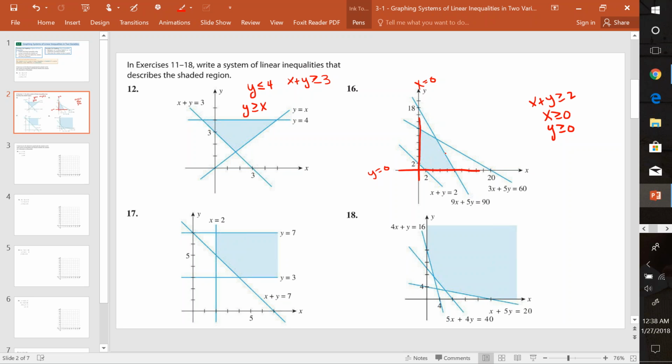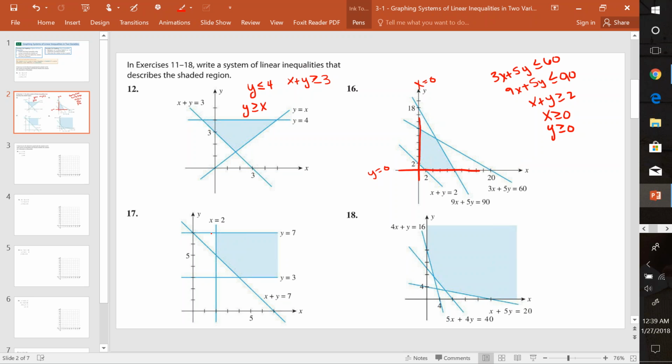For 9x plus 5y equals 90, here we cross at 18, and notice that the shading is below, so that will be 9x plus 5y is less than or equal to 90. Same thing for 3x plus 5y equals 60. Here's where that crosses the y-axis, and we are shading below. Like I said, the only time you'll have to be careful is if the y is negative in the equation. Then, if I solved this, I would have to flip the sign by dividing by a negative, so we'd want to switch our thought on how to write the sign.